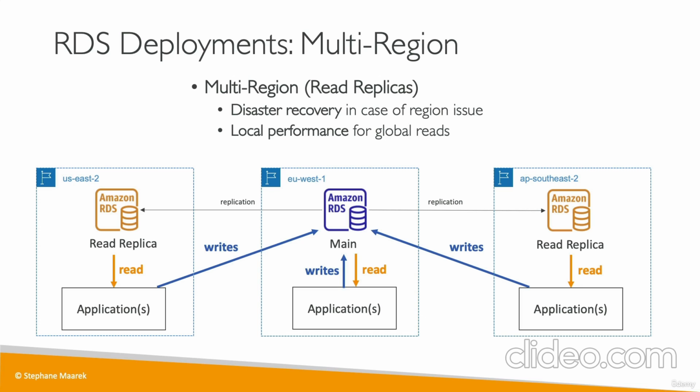Also, as you can see, our applications that are in different regions get better performance because they read from a local database, so they have less latency. But finally, when you do this, you need to understand that because you are replicating data across regions, there is going to be a replication cost associated with the network transfers of data between regions.